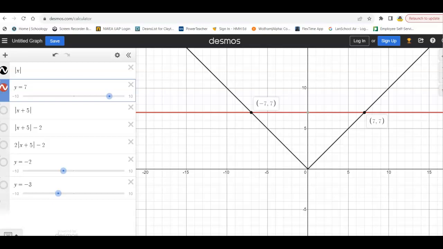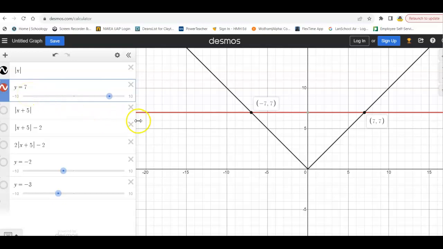Okay, Algebra 1 students. So this is the next installment of learning how to solve absolute value equations. At first, we learned about graphing absolute value functions and how to transform them in the plane. Now we're going to look at finding these solutions when y equals a particular number.